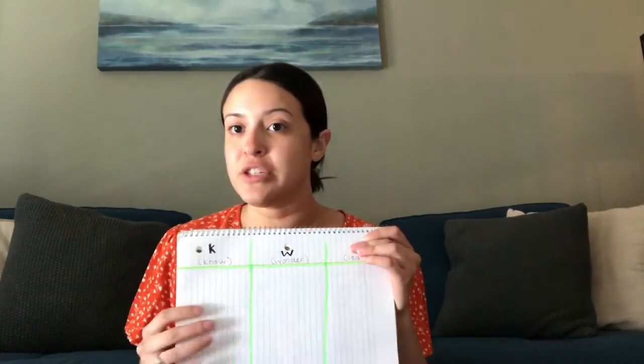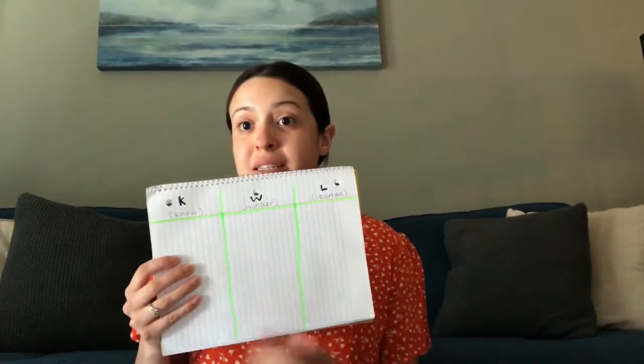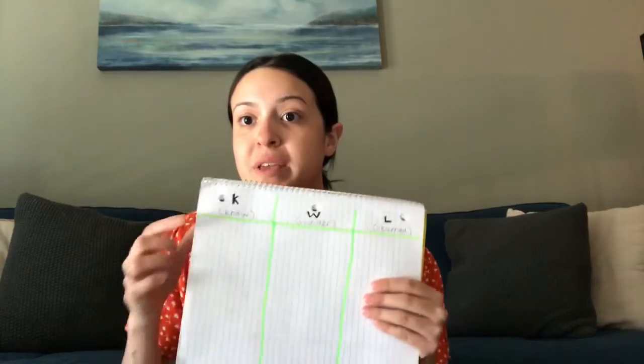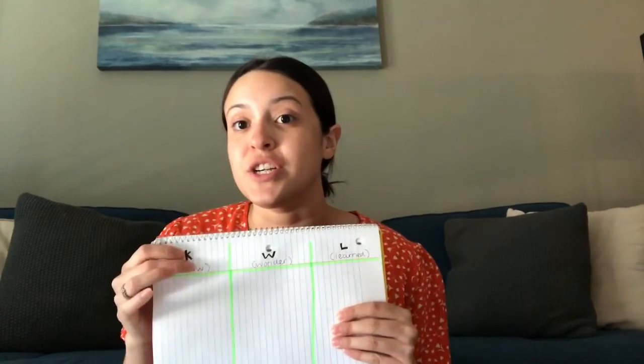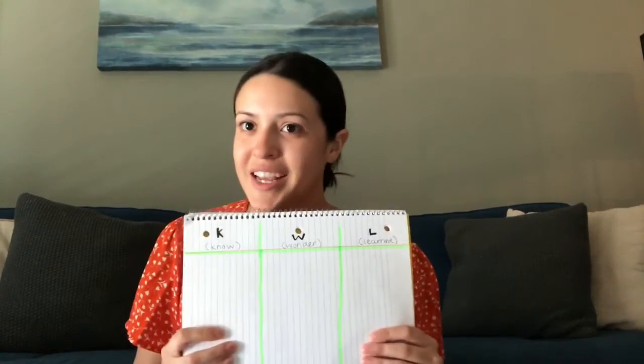Hi class. Okay, for this next lesson, I want everyone to go ahead and get out their science journals. Once you turn to the next available page, go ahead and make your KWL chart. Make 2 lines to give you 3 equal sections and label them K for know, W for wonder, and L for learned. Go ahead and give a second and do that.